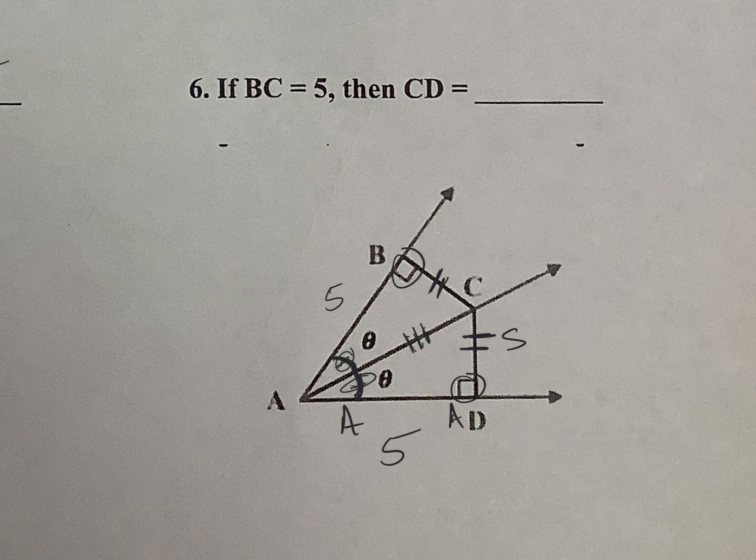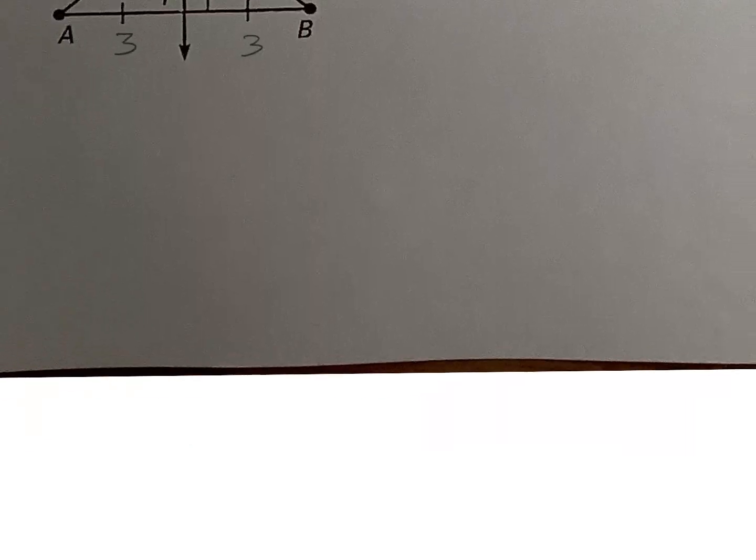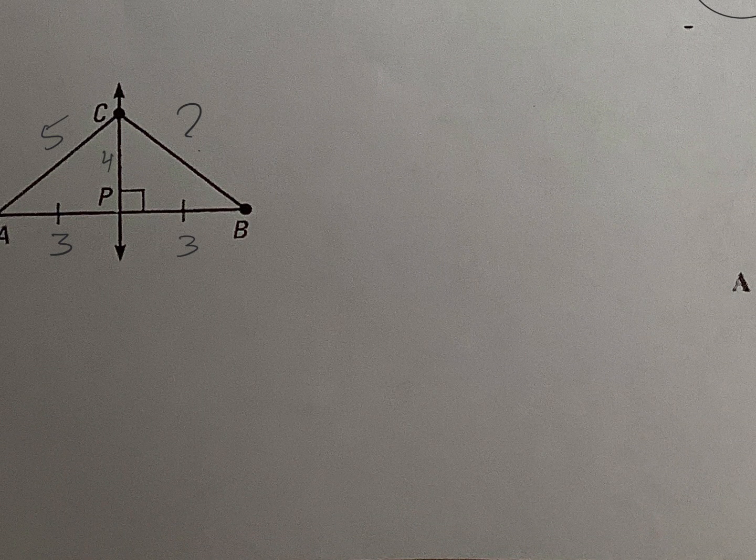All right, so I put the BC in the wrong spot. It goes here. This is 5. So that means CD must be 5 as well. Okay, let's go to 7, which is on the next page. Let me add that.